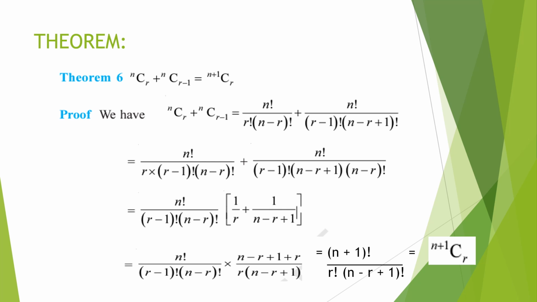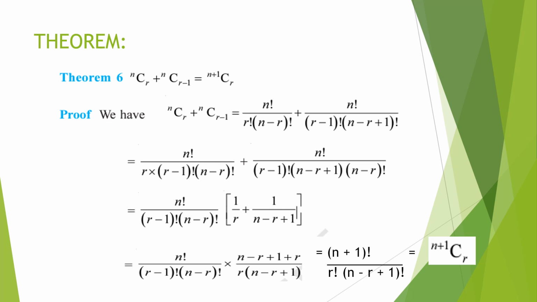This is a small theorem in which we are just using the definition of nCr: nCr plus nCr minus 1 is equal to n plus 1 Cr. So from the left hand side we just put the formula. nCr is n factorial upon r factorial n minus r factorial. Same way, instead of r, if you have r minus 1, you have n factorial upon r minus 1 factorial into n minus r minus 1, that is n minus r plus 1 factorial.